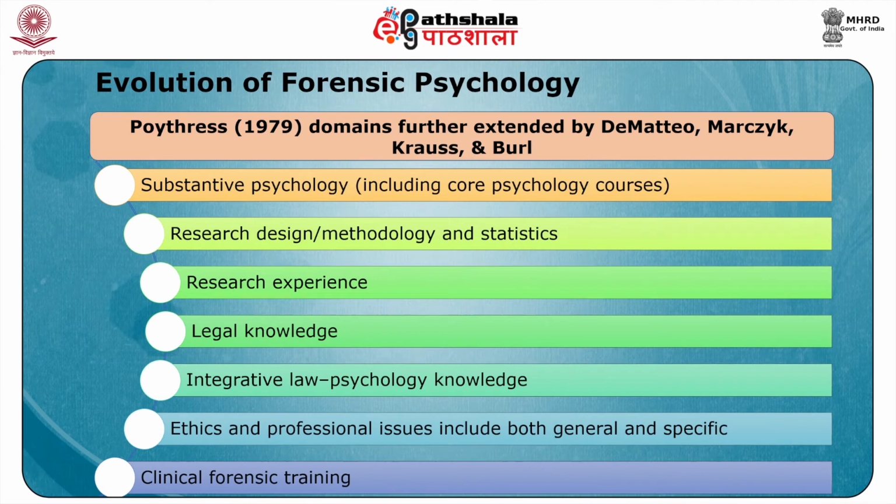Now, DiMatteo, Marczyk, and Krauss, based on an extensive survey, extended the same into a total of six domains. Number 1, substantive psychology, including core psychology. Number 2, research design and methodology and statistics. Number 3, research experience. Number 4, legal knowledge. Number 5, integrative law-psychology knowledge. Number 6, ethics and professional issues, including both general and specific. And the last one, clinical forensic training.